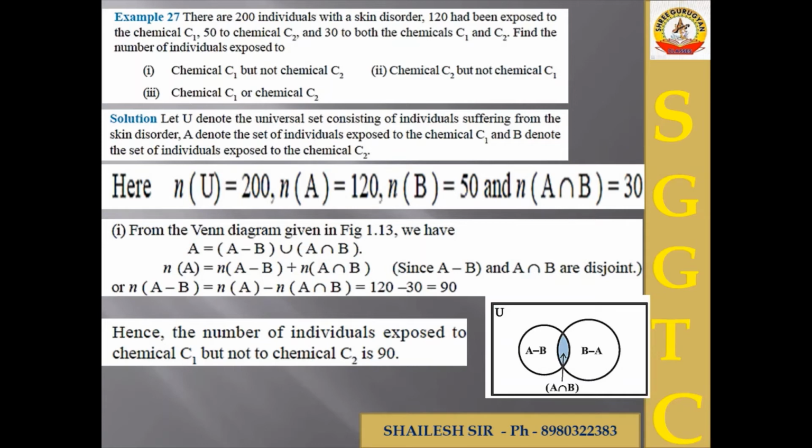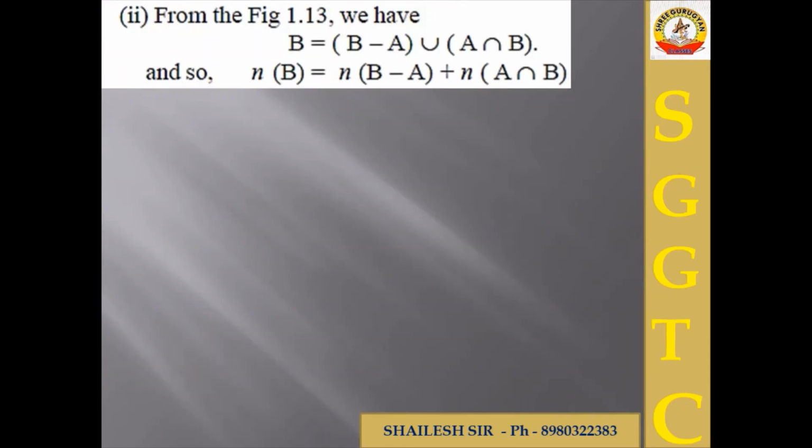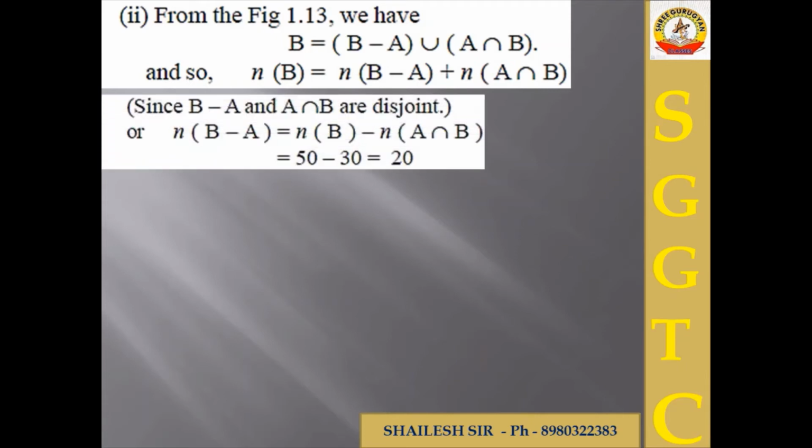Now the second question reads: students, chemical C2 but not C1, it means B minus A, and the explanation is this. From the given figure, N of B is equal to N of B minus A plus N of A intersection B, but my target is N of B minus A, which means N of B minus N of A intersection B. Putting in the values, 50 minus 30 is equal to 20. Yes students, here B minus A and A intersection B are always disjoint. Disjoint means they have nothing in common between them.